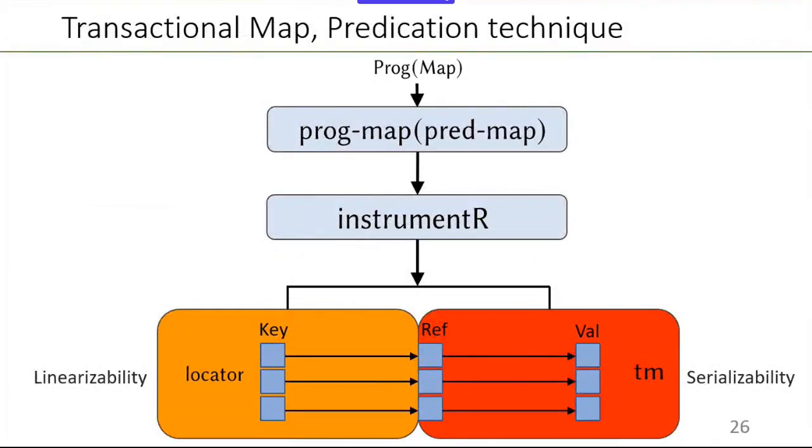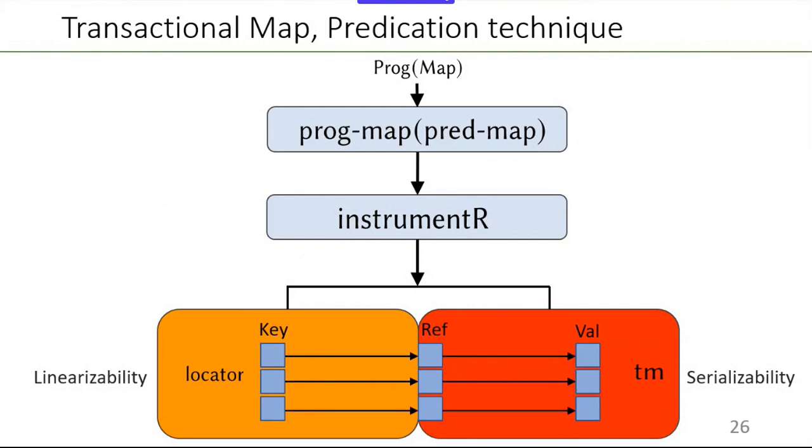We already took a look at this use case. Now I'm showing you just a little bit more detail here. Still, we have the locator on the left-hand side. You remember the job of the locator was to quickly map keys to references. And on the right-hand side, we have the TM, the transaction memory protocol. And the job of the TM was to map references to predicates, or in this case, values, because we are now implementing a transactional map. It's very similar in structure to a transactional set.